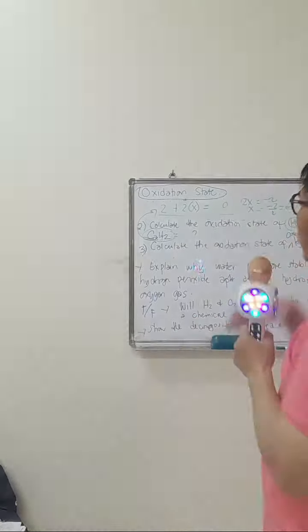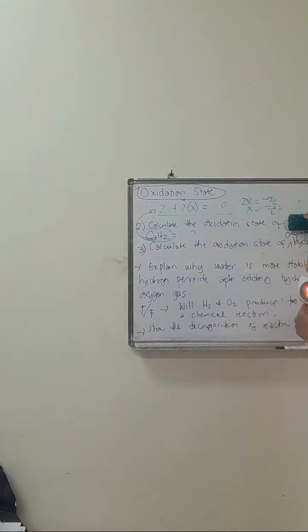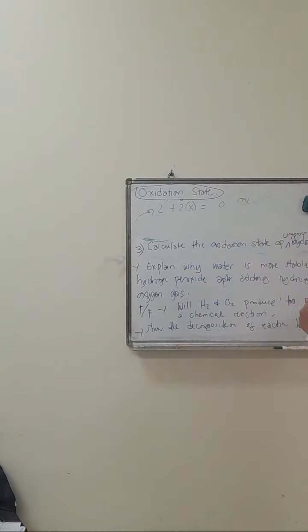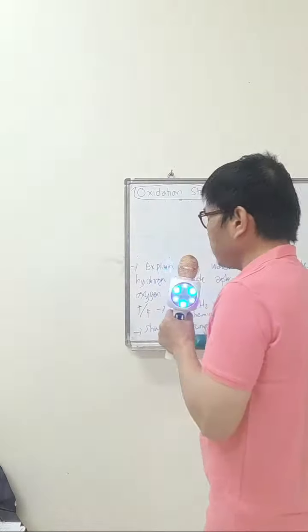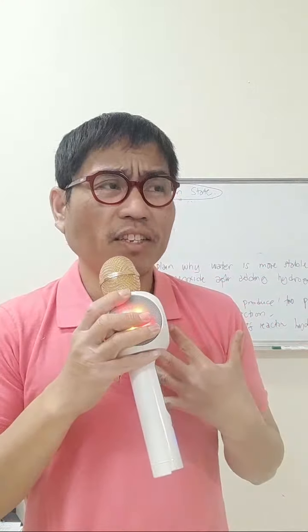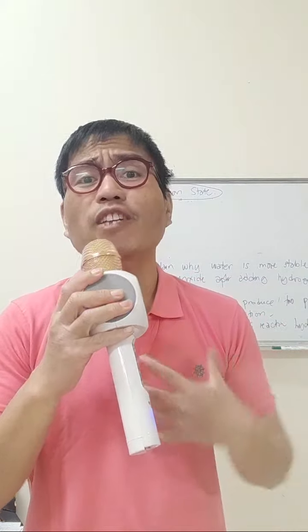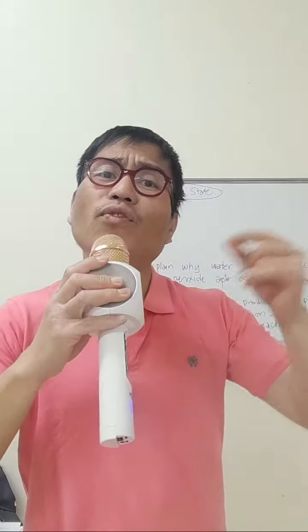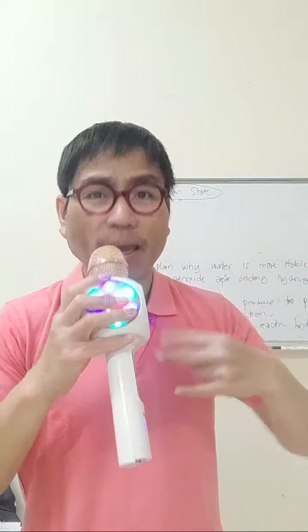Okay, so let's calculate the oxidation state of oxygen in hydrogen peroxide. Now guys, here it's not easy, because hydrogen peroxide is a molecular compound and its formula is not being expressed. So all we have to do is convert the word formula into a chemical formula.